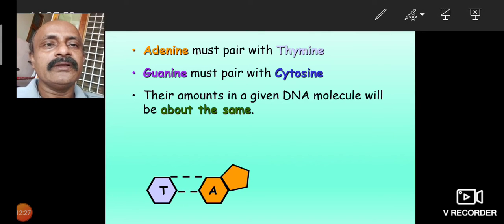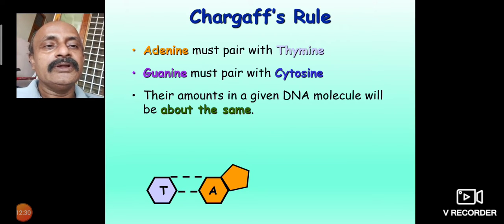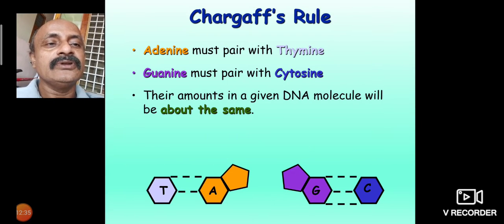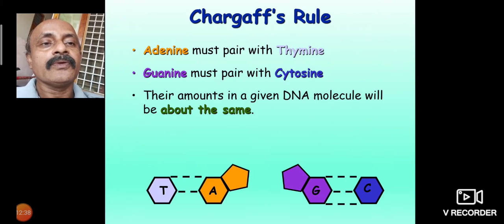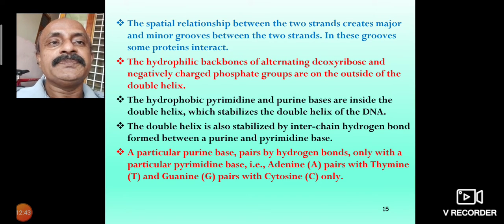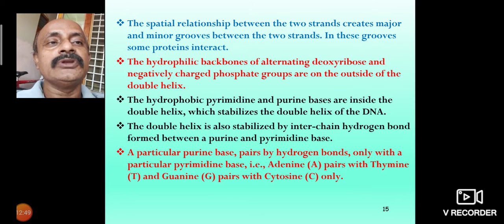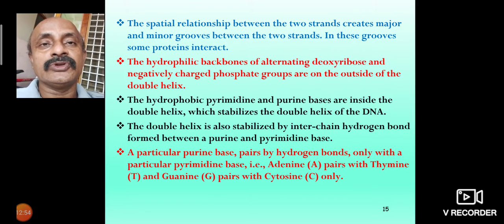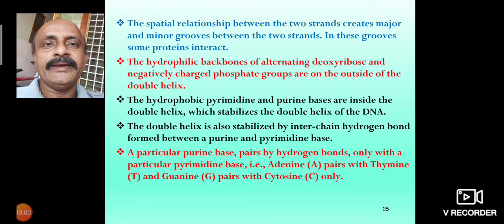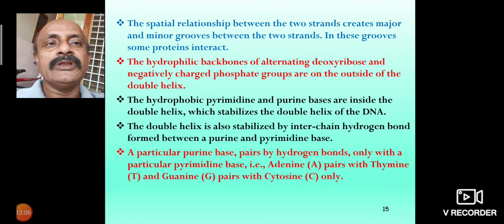Adenine, thymine, guanine and cytosine can take part in bonds. The spatial relationship between the two strands creates major and minor grooves between the strands, and proteins interact with these grooves. The grooves are lined with adenine, thymine, guanine and cytosine. Adenine and thymine form a double bond, and guanine and cytosine form a triple bond. In the grooves, some proteins interact.